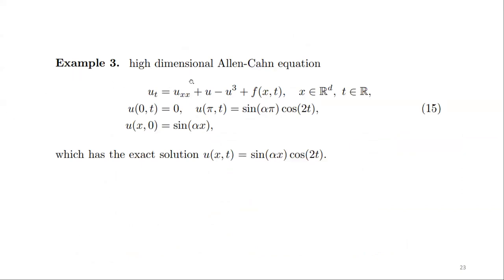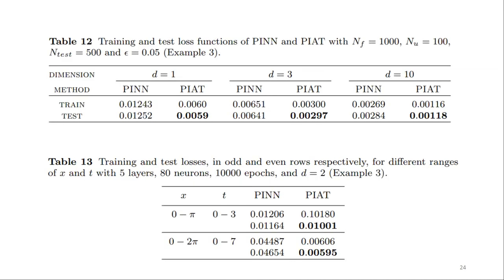In the third example, I have considered the high-dimensional Allen-Cahn equation, which is a nonlinear equation of this form with initial and boundary conditions. The exact solution is in this form. And we have solved this equation in different dimensions, in D equal to 1, 3, and 2. In these dimensions, as we can see here, the results of adversarial training are also better than PINN for train and test error.